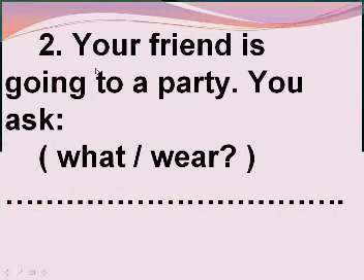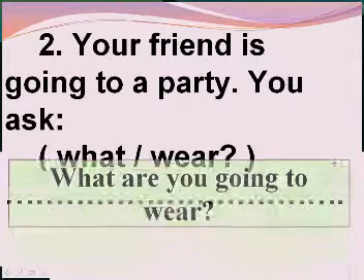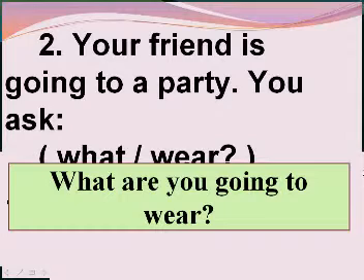Another one. Your friend is going to a party, you ask: what, where? So what do you think the suitable question is here? The question is, what are you going to wear?